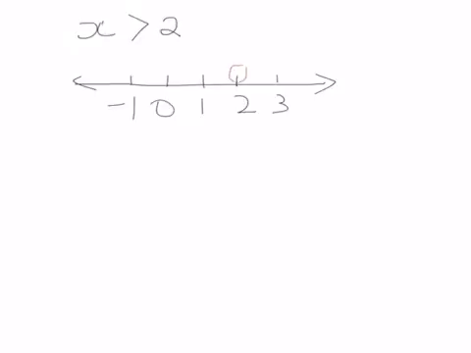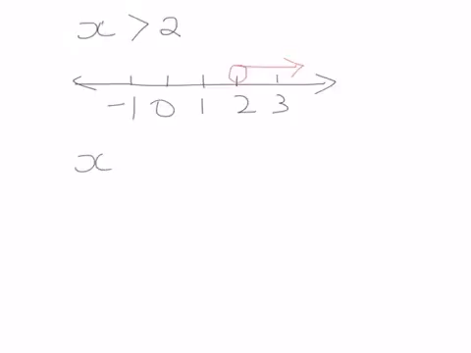If I wanted to plot x is greater than 2 on a number line, I'd have my number line, make sure I've got a 2 there, put some numbers around it in the right order. Now, because 2 is what I'm looking at, I put a circle at 2. I want the numbers to be bigger than 2, so the arrow goes to the right.